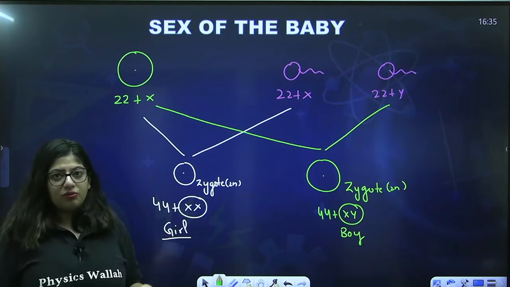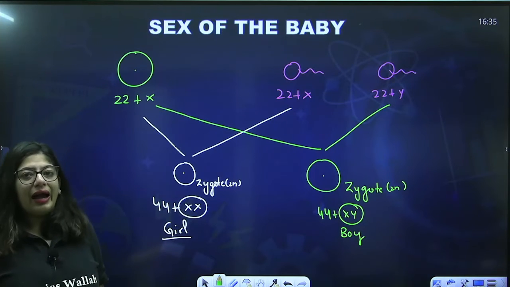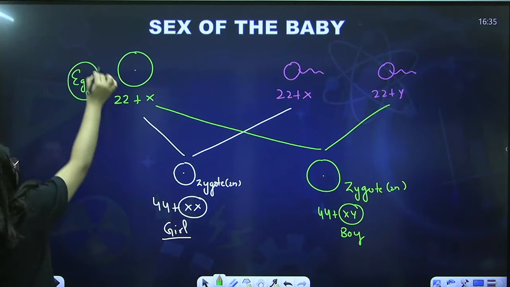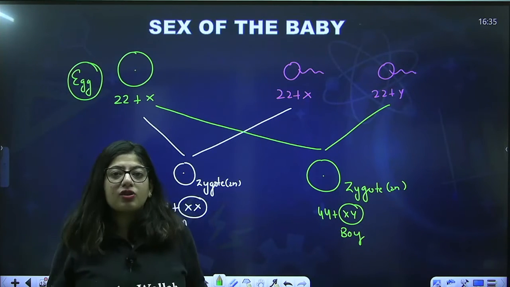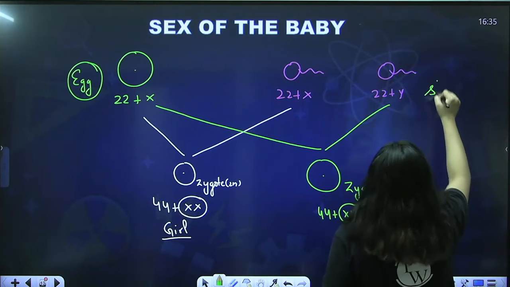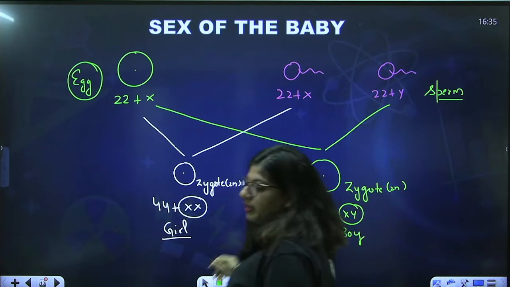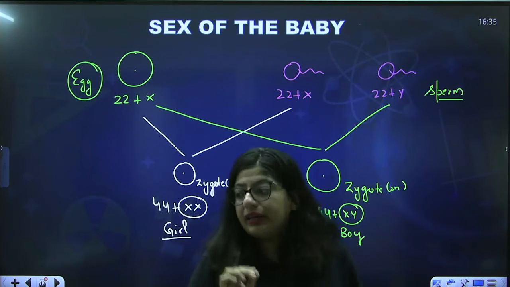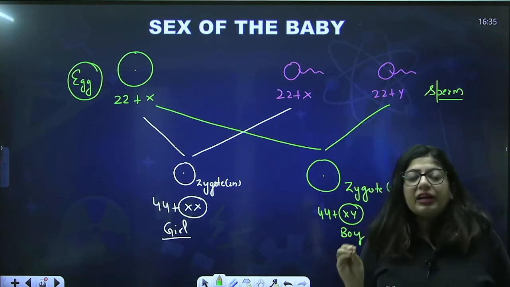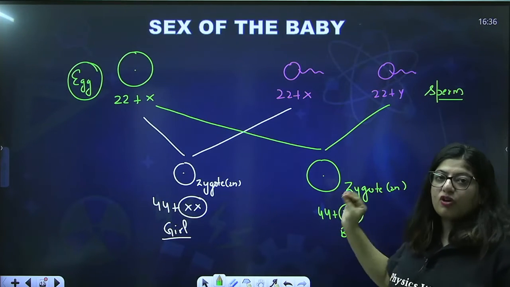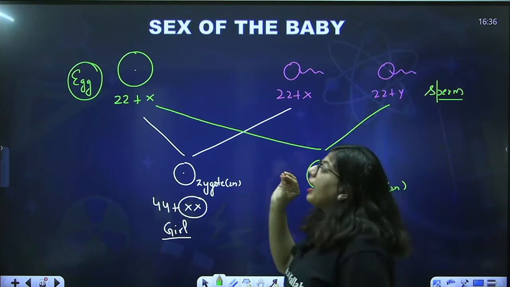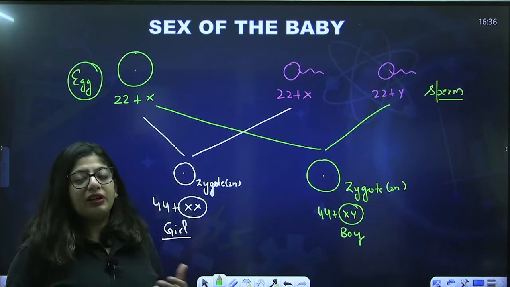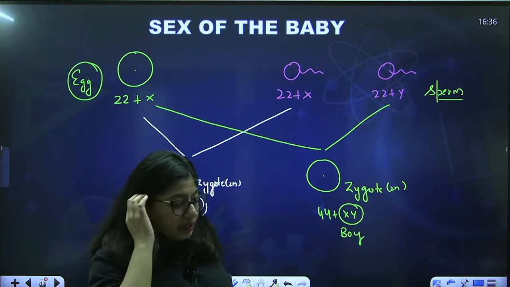So from this, what did we get to know? We got to know that the female who is producing the egg has no control over the sex of the baby. The control over the sex of the baby is in the male's hand, not in the female's hand. The female has no role in the sex of the baby. The only role is of the male, because the male produces two types of gametes and the female produces only one type of gamete.